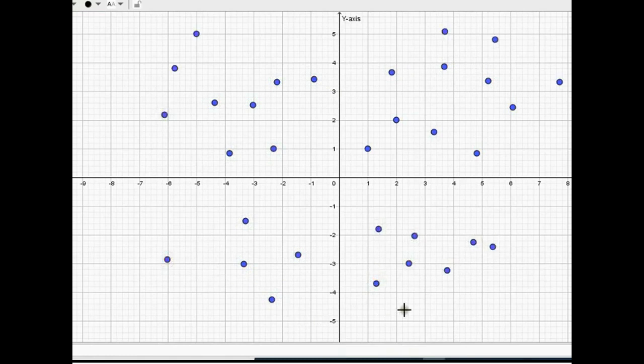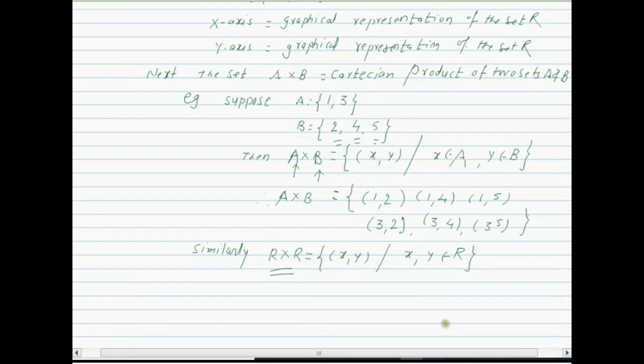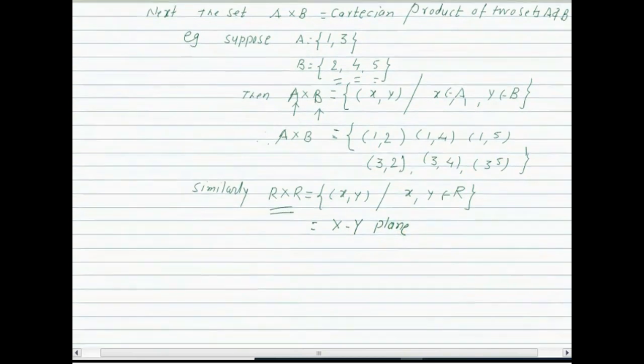So this is a set R cross R. R cross R means the entire xy plane. This is your xy plane. Now, before giving a definition of the function of two variables, let us consider this expression.